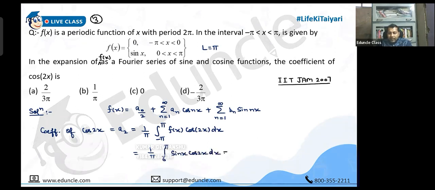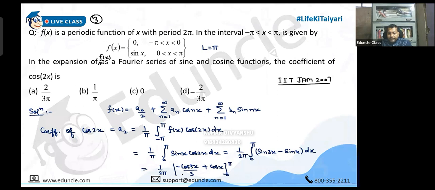Now I can make use of the formula for sin a cos b. First, let us multiply and divide by 2, so it becomes 2 sin a cos b, which gives sin 3x minus sin x. Now you can solve it, just the usual integration: minus cos 3x by 3 plus cos x from 0 to pi. If you solve it, you will end up getting option D. You can check. You're saving a lot of your time in the exam by directly calculating it.